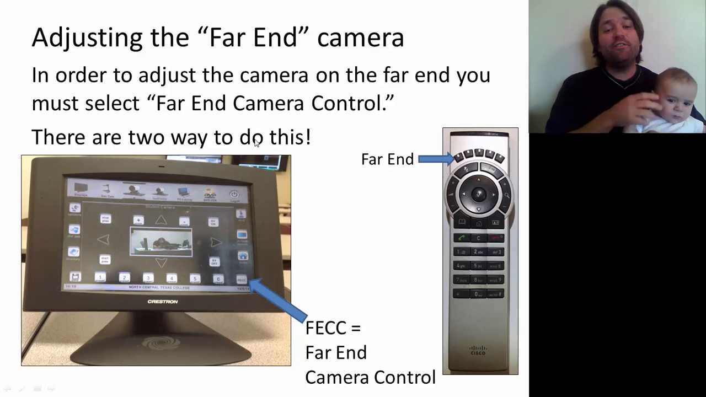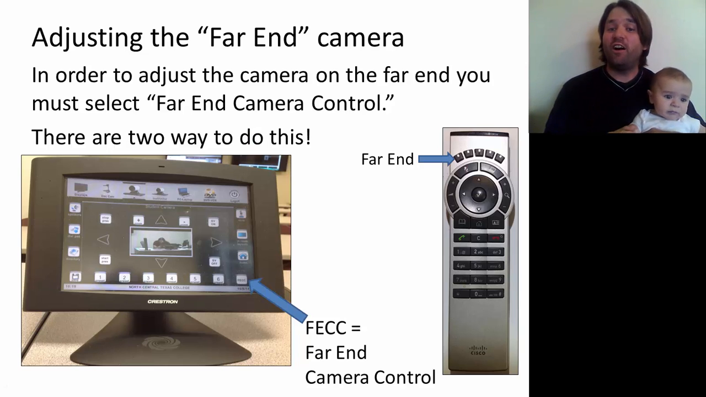Now, if you need to adjust a camera on the far end, this is how you do it. You have to use the far end camera control. If you're using the control panel, there's this button that says FECC. If you press that, now all the buttons here are going to be controlling the far end camera, so you can zoom around the classroom on that end. If you want to control the far end here, you press this button and it gives you the option to turn on the far end camera, and then you can scroll that up, down, left, and right, and you can zoom in and out.